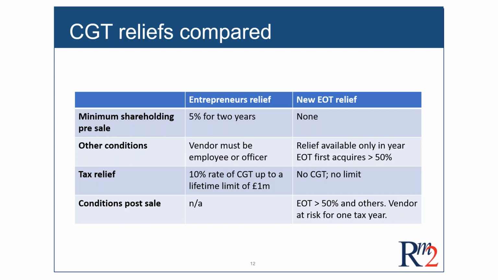And conditions post sale for entrepreneurs relief, well, there aren't any, but basically an EOT owned business needs to stay compliant with all regulations. Otherwise, there is a potential clawback of tax, but that will only matter to the vendor if the business becomes non-compliant within the tax year in which the transaction took place or the following tax year, at which point it just adds to the tax liability that the trust would need to pay.